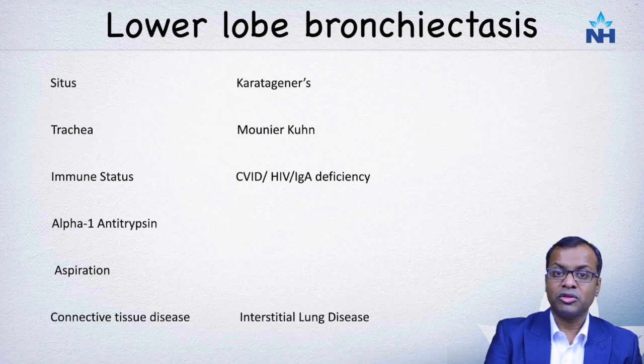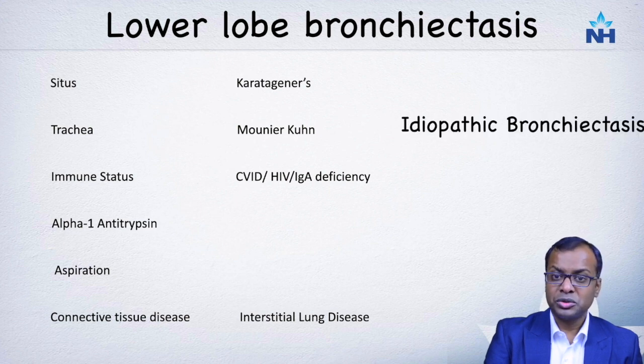You also look for connective tissue diseases to make sure that there is no associated interstitial lung disease. So this is the differential diagnosis that you have to deal with whenever you're looking at lower lobe bronchiectasis. Once you do not find any of the causes, then you may entertain the diagnosis of idiopathic bronchiectasis. But more often than not, we do find a cause of bronchiectasis.